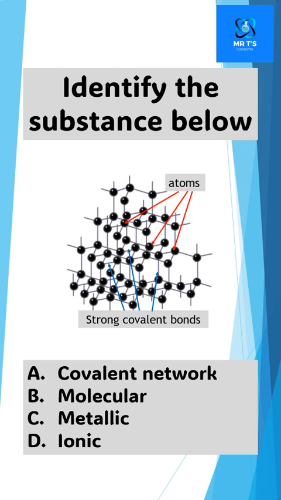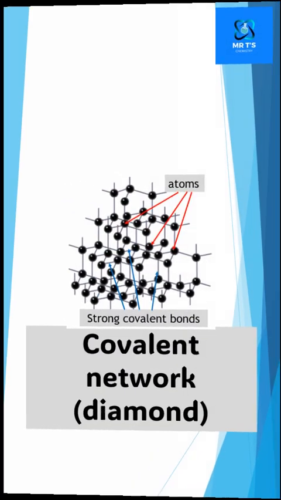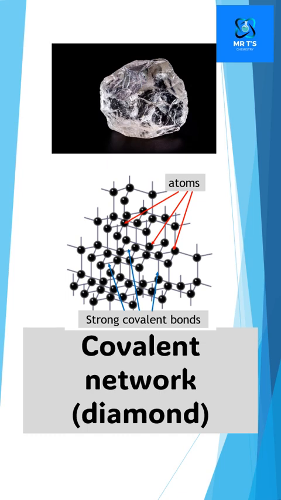So, identify the substance below. This substance here is made up of carbon atoms and has strong covalent bonds between them. Is it A, a covalent network, B, a molecular solid, C, a metallic solid, or D, ionic solid? Of course, this here is a covalent network, and because it's made up of carbon atoms connected to each carbon has four strong covalent bonds to other carbons around it in a three-dimensional network, it is actually diamond.